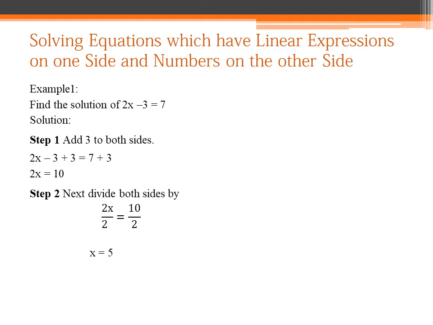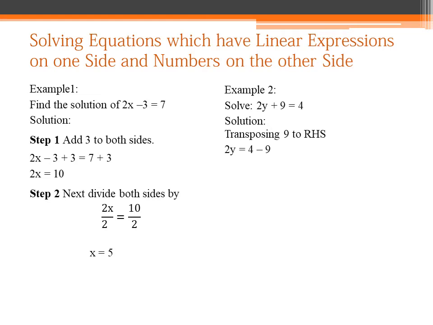Okay, one more example we can discuss. Solve 2y plus 9 is equal to 4. Transposing 9 to RHS, what comes, children? 2y is equal to 4 minus 9. Therefore, it becomes 2y is equal to negative 5.